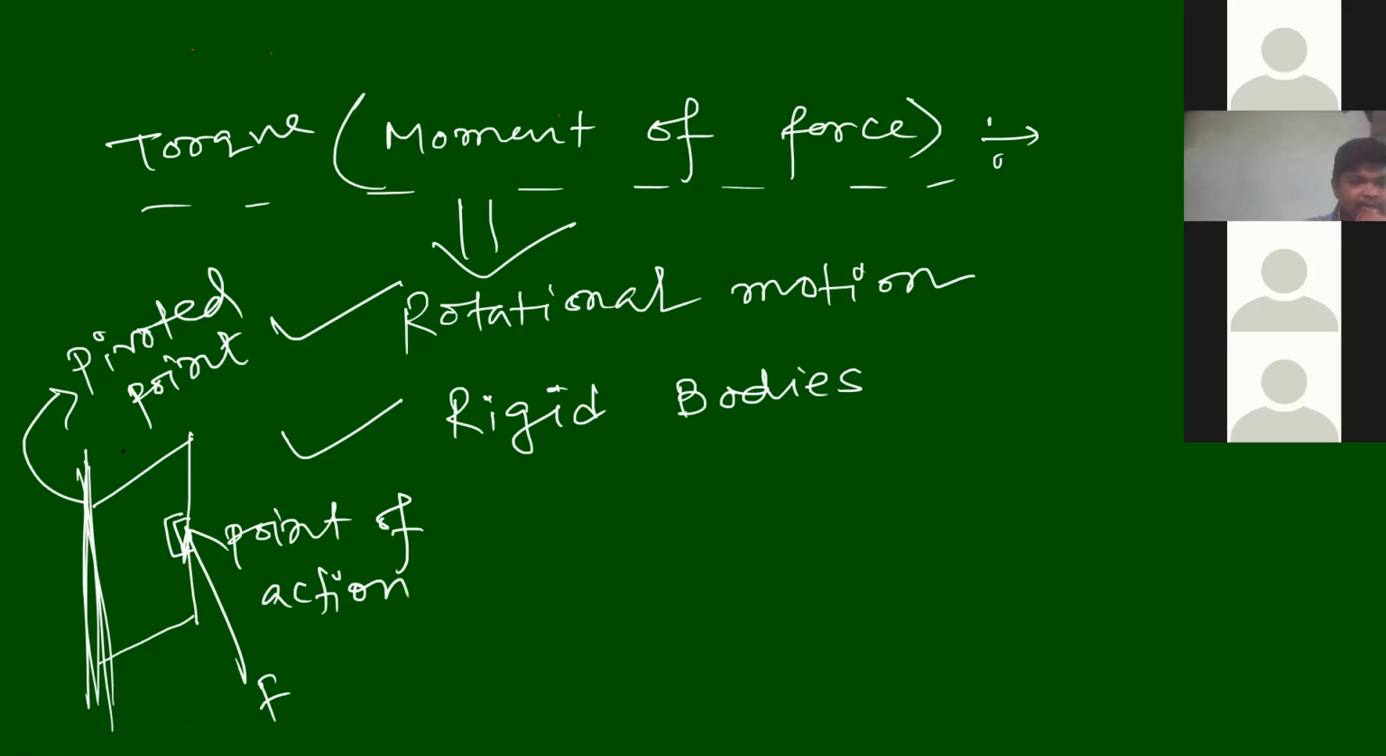And if you imagine an imaginary axis that is passing through the pivoted point like that, I am assuming that this is an imaginary axis with respect to which the object is rotating. That imaginary axis that passes through the fixed point or pivoted point is known as the axis of rotation. These points are very, very important to understand the concept of torque. So the imaginary axis that passes through the pivoted point is known as the axis of rotation.